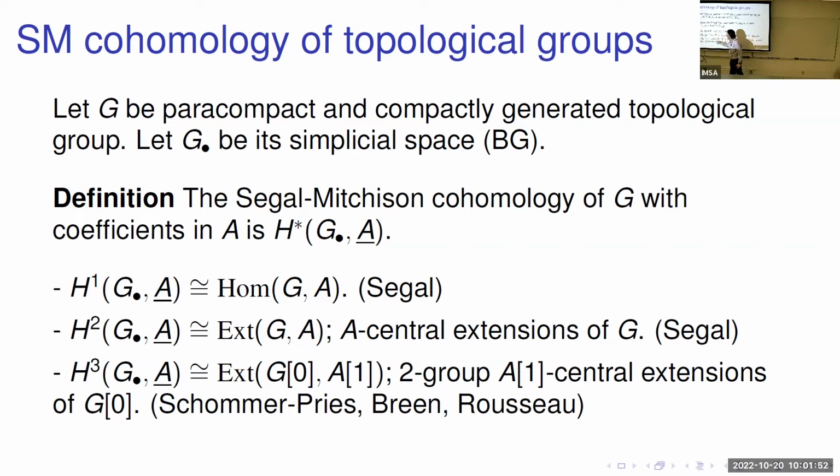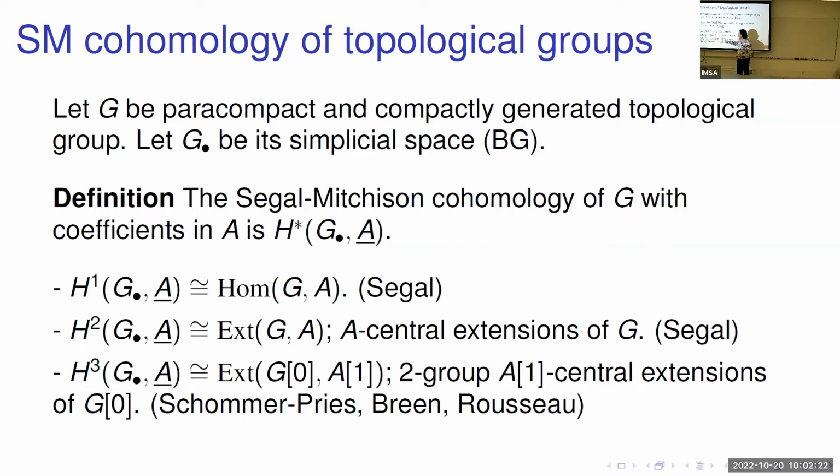And what is also interesting is that the third Segal-Mitchison cohomology of this group with coefficients in the abelian group A classifies the isomorphism classes of extensions of 2-groups. So what is that? Now I'm in the world of 2-groups. A 2-group is a group in groupoids, and so the groupoid here simply has no automorphisms, but the group structure is the group itself.